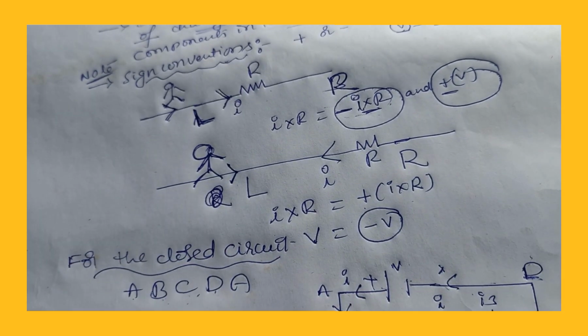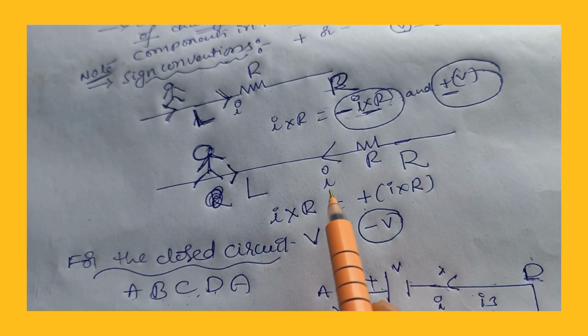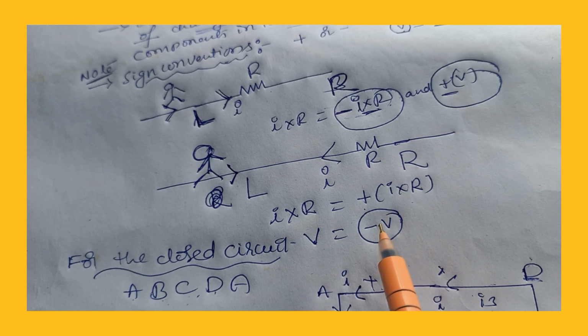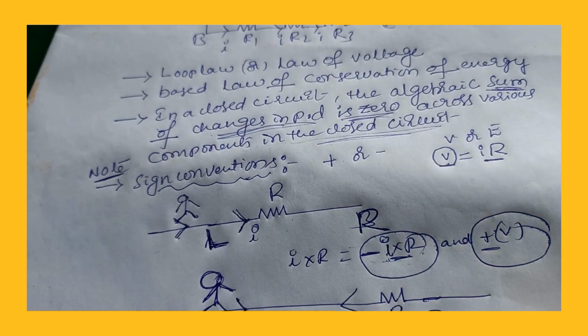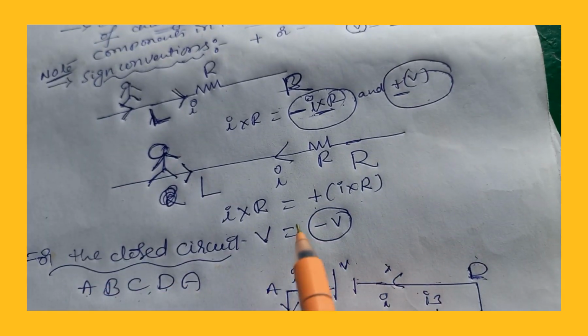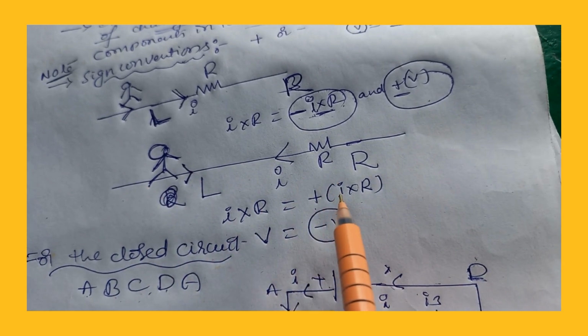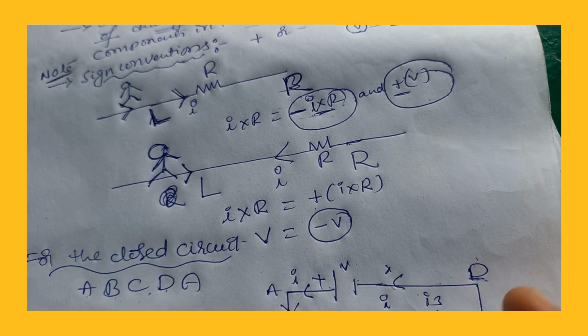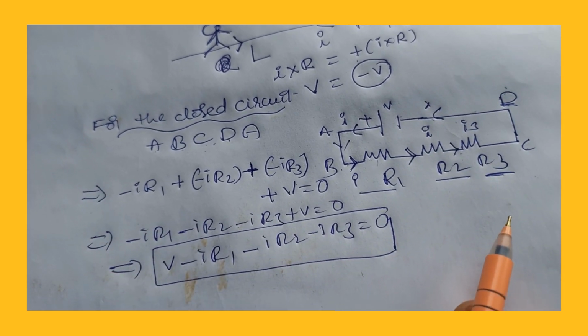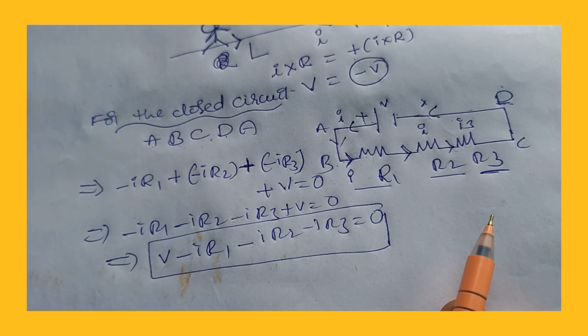So when the observation is along the direction of current, I into R will be taken with minus sign and V value will be plus. When observation is opposite to the direction of current, I into R will be taken with plus sign. This is the most important for derivation of the formula in Wheatstone bridge.